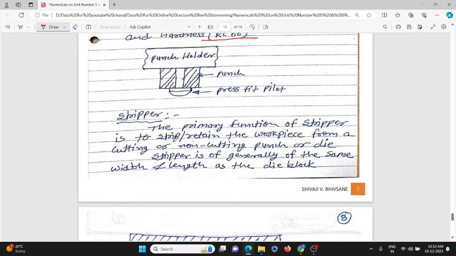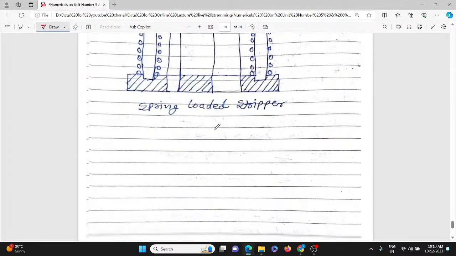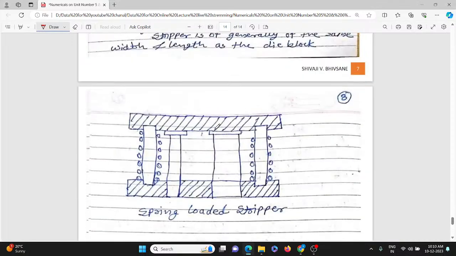Again, the striper that is given, we can say it is a spring loaded striper, which can be used to keep the strip in a proper position, so that wrinkles on the components can be avoided.